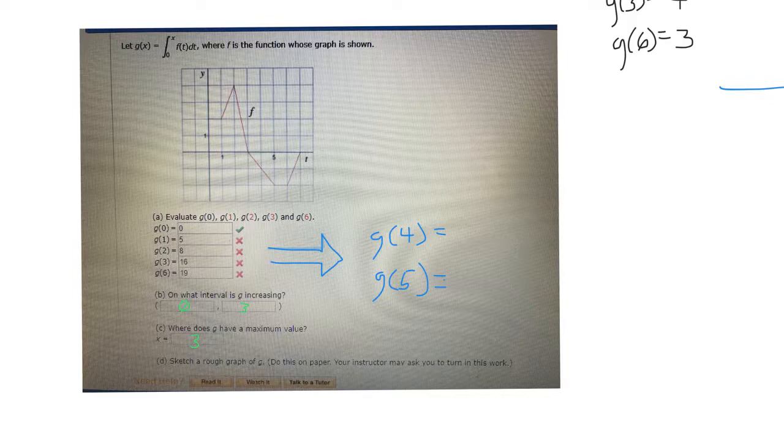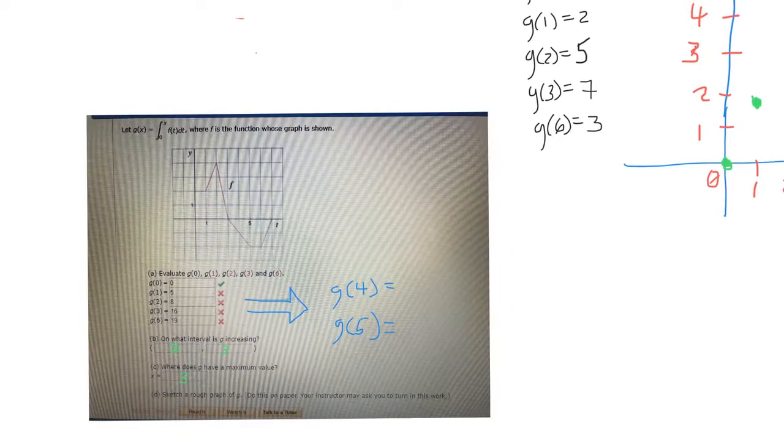So we know for sure that at G of 3 we have 7. In other words, the area under the curve here is 7. But once we move to G of 4, we're subtracting 1/2 from 7. So 7 minus 1/2 is 6.5. So I'm going to write that.